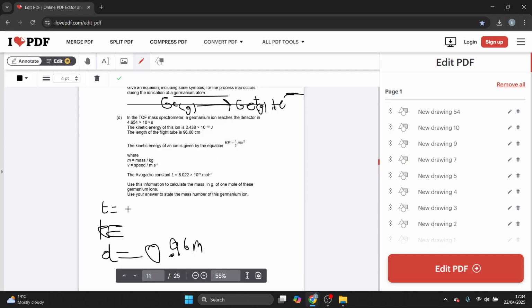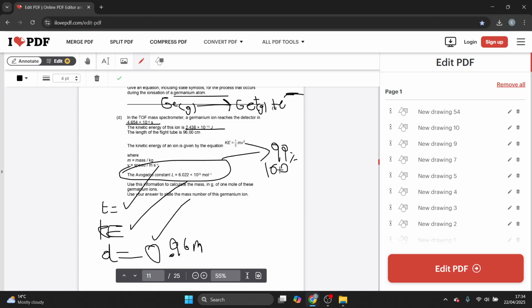So T, yes, they have given us the time. Kinetic energy, yes, they have given us the kinetic energy. The distance, the length of the flight tube in meters, yes, you just divide it by 100. And they're giving Avogadro's constant, so there's a 99% chance. Well, I would say 100, but I can't guarantee it because the question could just give it to trick you. I'm not sure, but 99% chance we need to use it. So calculate the mass in grams of 1 mole of these ions.